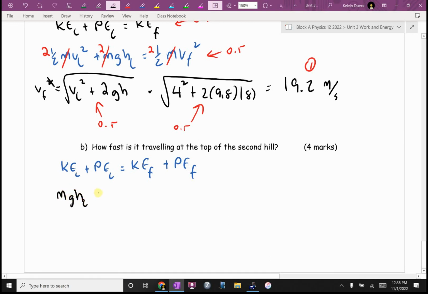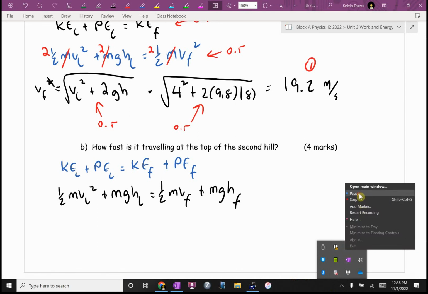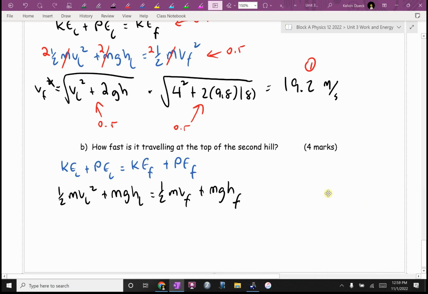So it's going to be, go in order, a half mv initial squared plus mgh initial equals a half mv final squared plus mgh final. Is there an m in everything? Okay. Have you gone on roller coasters before? Before you got on the roller coaster, did they make you stand on a scale? Why not? If we ignore friction, mass cancels. What are we trying to get by itself?